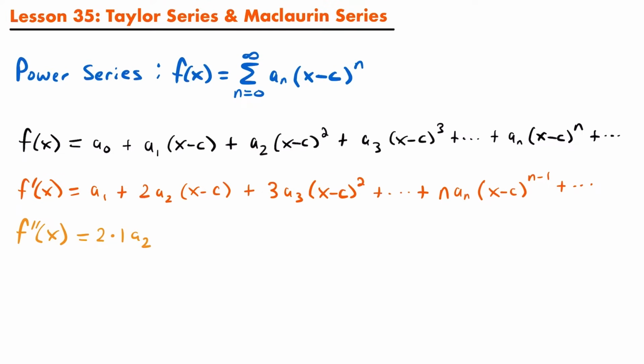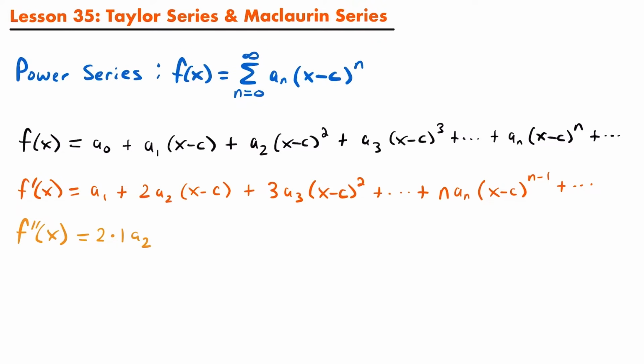And I'm going to leave it in this form of 2 times 1 times a sub 2 because what we're going to be doing here is looking for a pattern in how each of these derivatives is written out. And that's going to help us form the nth derivative of a power series, which is how we're going to find the form of a Taylor and Maclaurin series. So I'm not going to simplify too much. Let's just work on taking the derivative of each term of our first derivative.